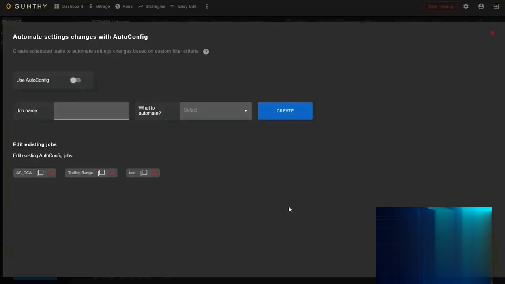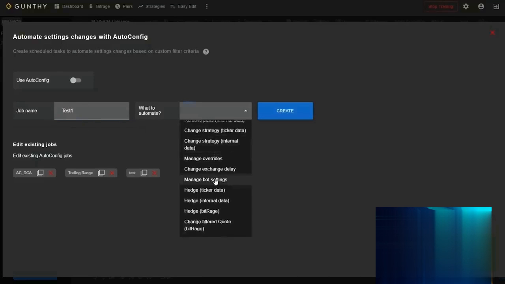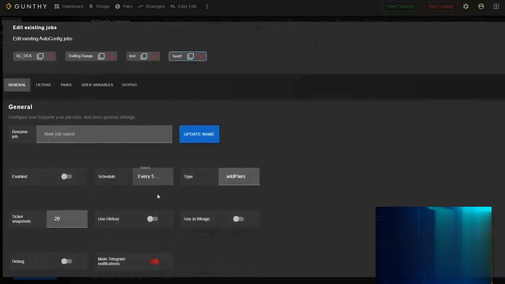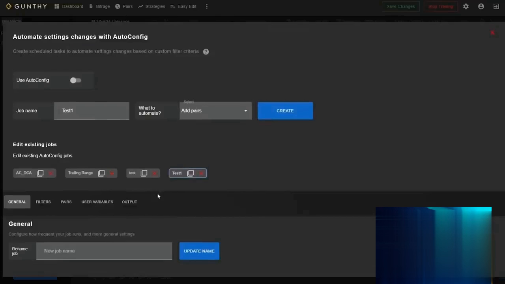Next, what I want to show you, this is probably one of my favorite features, is the new auto config method. So let's create an auto config method called test1, and I want to automate adding pairs. Let's create this. What autoconfig allows you to do is make adjustments to your strategy and to your pairs while the bot is running.